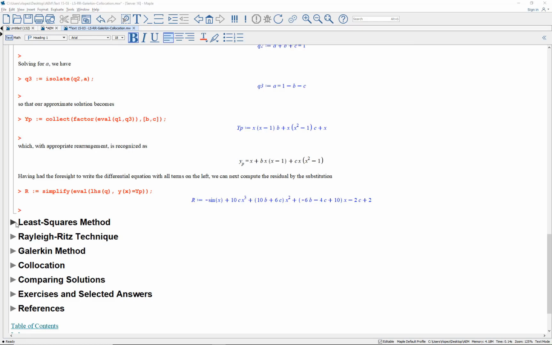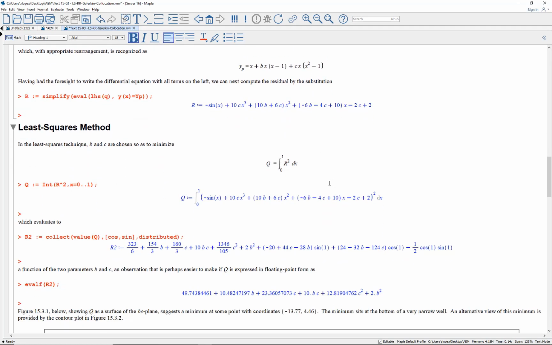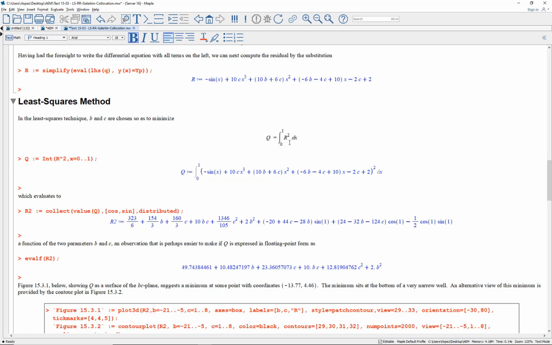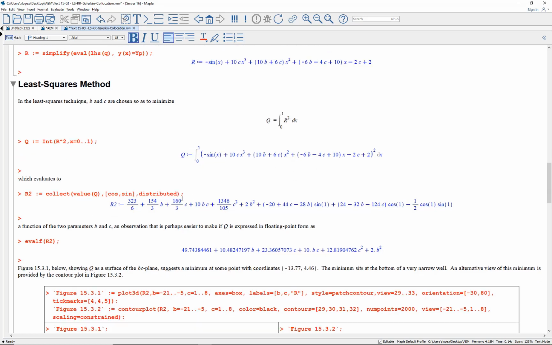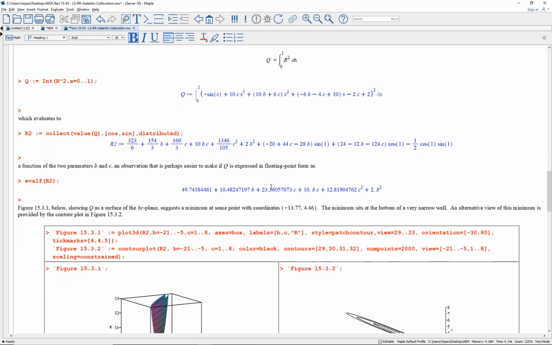The least squares technique for making the residual as close to 0 as possible. Just do an L2 norm, make that be 0. So take r, square it, integrate it. This is the integral. This is its value. I'll call it R2. Look at it as a floating point approximation here.